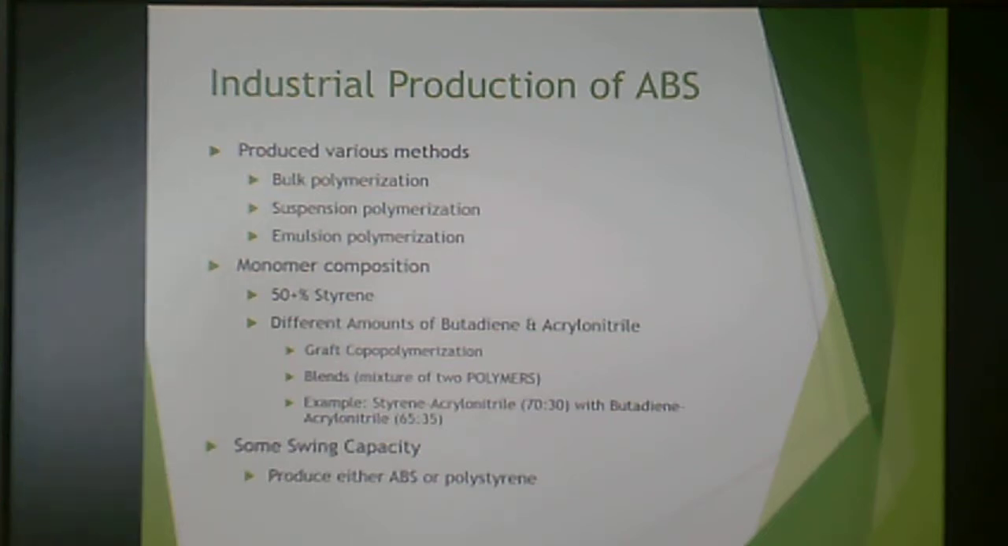Typically, ABS is produced by bulk polymerization, suspension polymerization, and emulsion polymerization. Typically, an ABS monomer composition is at least 50% styrene. They will vary the amounts of the butadiene and acrylonitrile.